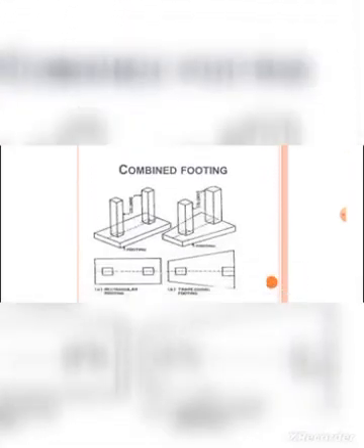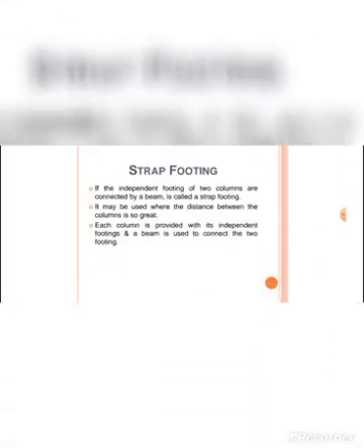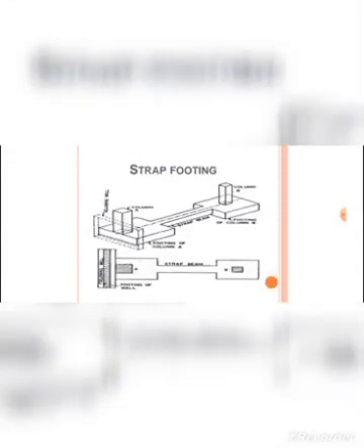This is the combined footing pictorial representation with the top view. Two columns are combined with the rectangular footing and two columns are combined with the trapezoidal footing. And the next one is strap footing. If the independent footings of two columns are connected by a strap beam, it is called strap footing. It may be used when the distance between columns is great. Each column is provided with its independent footing and a beam is used to connect the two footings. Here is the strap footing pictorial representation with the top view.